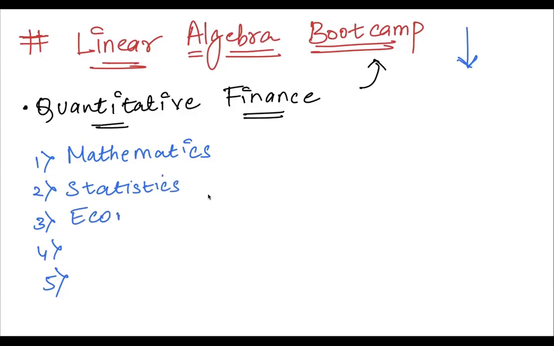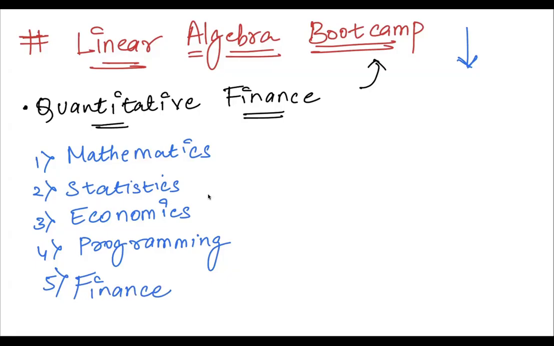So quant finance is a field which is made up of five different pillars: mathematics, statistics, economics, programming, and finance. So these are the five pillars of quantitative finance. Eventually this field is basically made up of these five pillars. So the very first part, the very basics of quant finance, is knowing the mathematics.